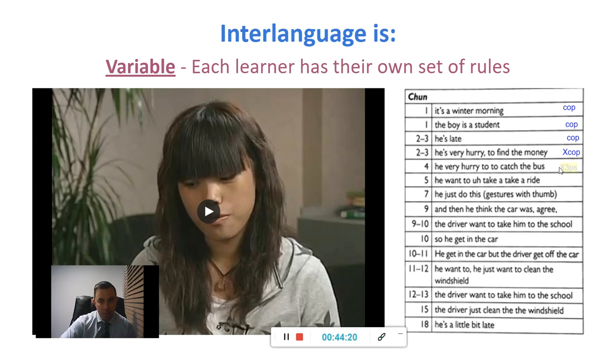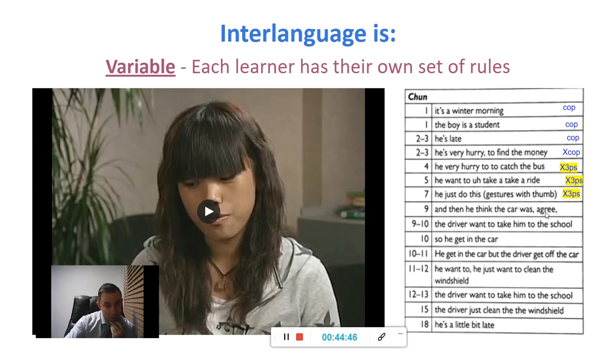He very hurry. Now the copula is gone, but we need to do something with hurry. He hurries. Need to be third person singular s. He want to take a ride. What's that? He want to. That's no third person singular s. He just do this. Gesture with his thumb. Do should be does. No third person singular.